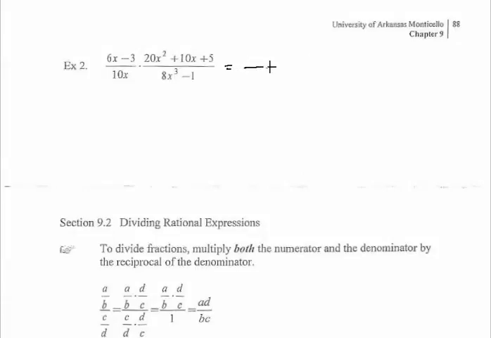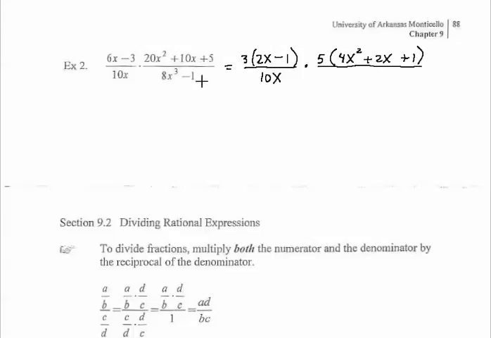Example 2. In 6x minus 3, we can factor out a 3. That leaves us with a 2x minus 1. And on the bottom we have a 10x. We'll leave it that way. And now at the top of the second rational expression, we can factor out a 5. And we get 4x squared plus 2x plus 1.